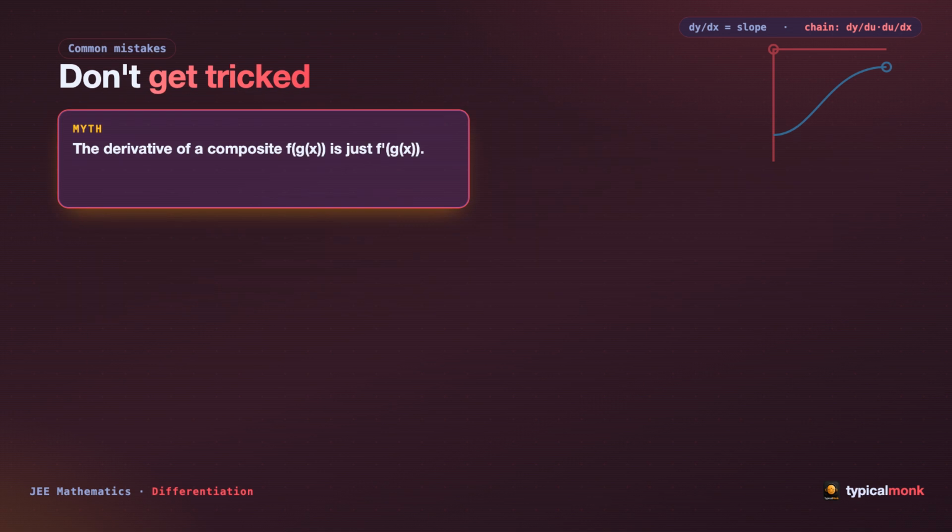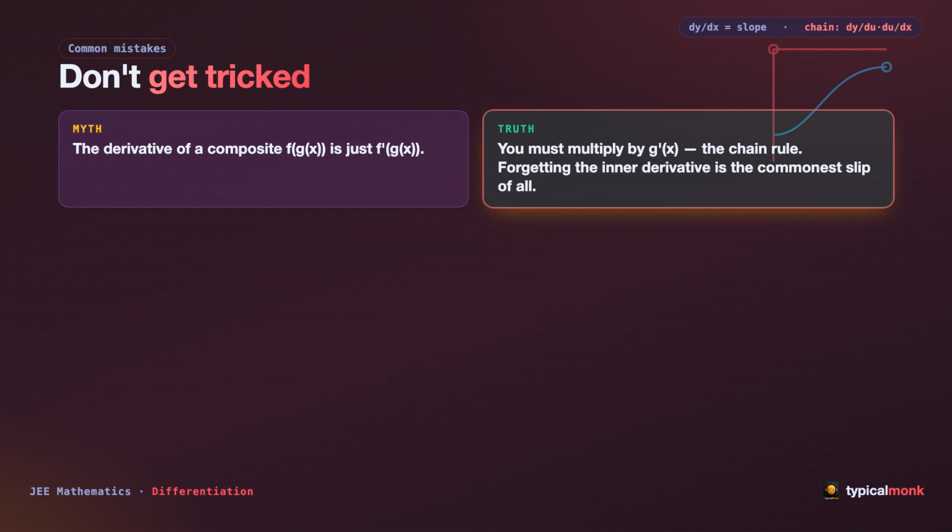Now the 2 mistakes that quietly cost marks. The myth: the derivative of a composite f of g of x is just f dash of g of x. The truth: you must multiply by g dash of x, the inner derivative. That is the chain rule, and forgetting the inner derivative is the commonest slip of all.